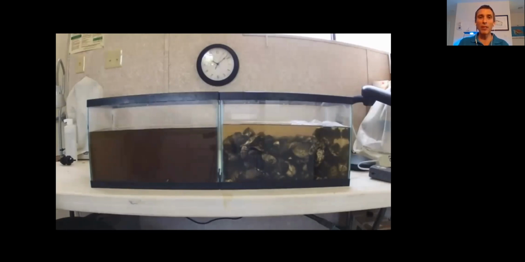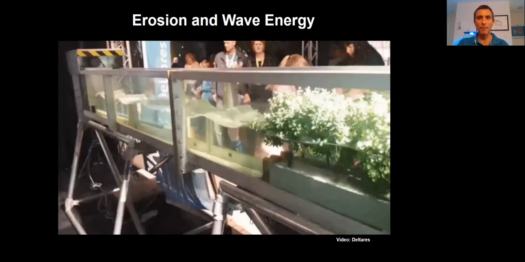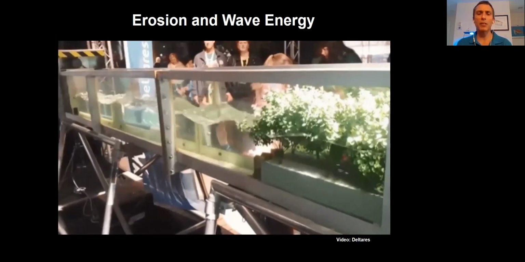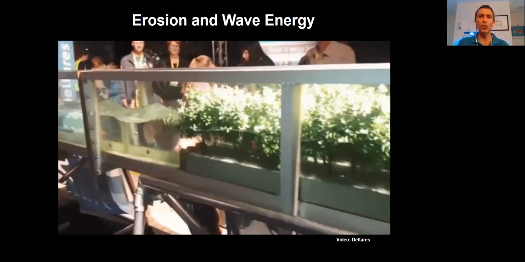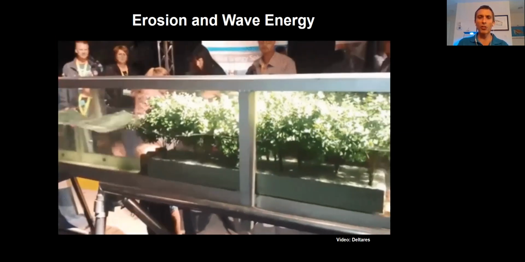I don't think I have to convince you that this filtration is a pretty important ecosystem service that healthy oysters provide for us. Now, here's another thing they provide for us. They break up wave energy, they reduce erosion, and they prevent shorelines from washing away.